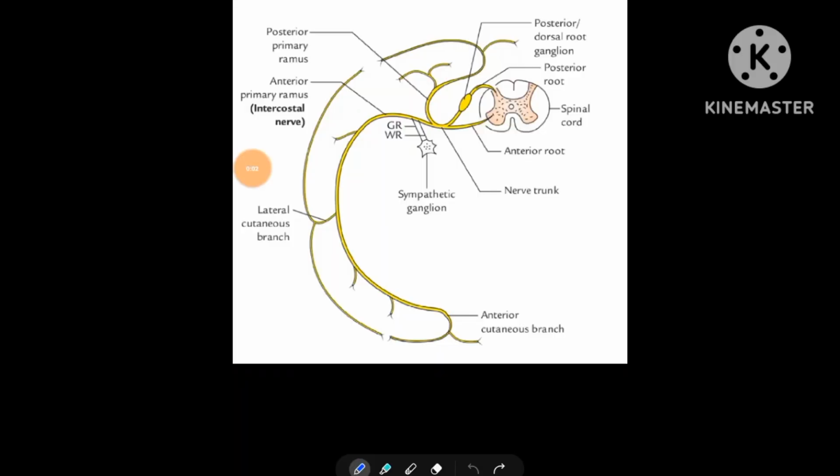Every spinal nerve has a dorsal root and a ventral root. This is the dorsal root and a ventral root. In the dorsal root there is a dorsal root ganglion. This is the dorsal root ganglion. The dorsal root and the ventral root join to form the spinal nerve. Then it splits into an anterior primary rami, or ventral rami, and dorsal rami. This is the anterior primary rami, and this is the posterior rami of a spinal nerve.